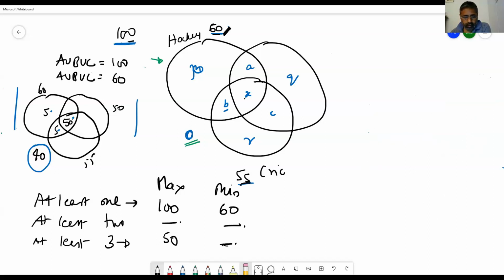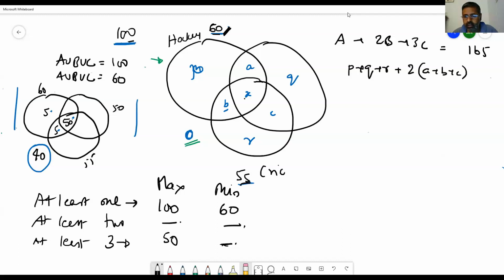So this one equation we have is A plus 2B plus 3C is equal to 165. This is one equation which we have. Now let's look at A. What is A? A is P plus Q plus R. What is 2B? 2 into A plus B plus C. And what is 3C? 3X. Are you okay with this equation?